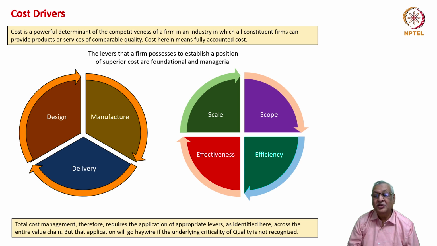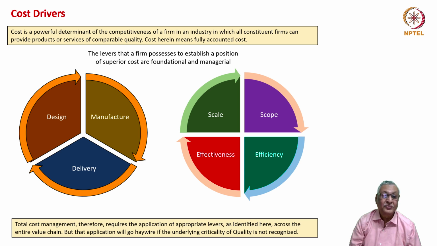The other factors are scale, scope, effectiveness, and efficiency. The higher your scale of production, the lower will be the fixed costs per product. The wider your product range, the higher your ability to absorb the managerial as well as the operational costs. But we have to combine cost management with the concepts of effectiveness and efficiency.